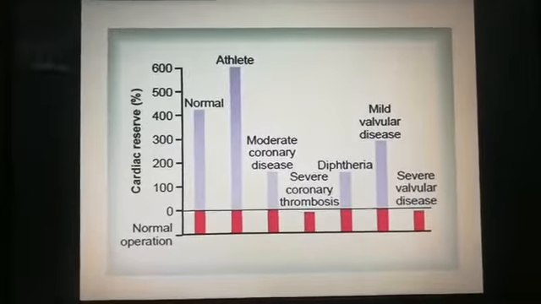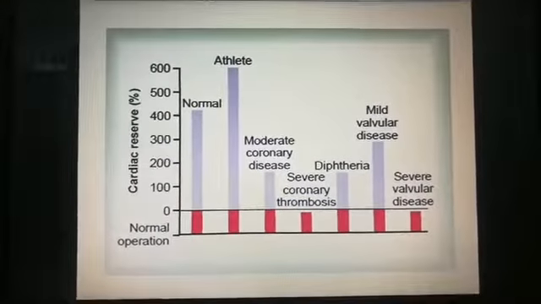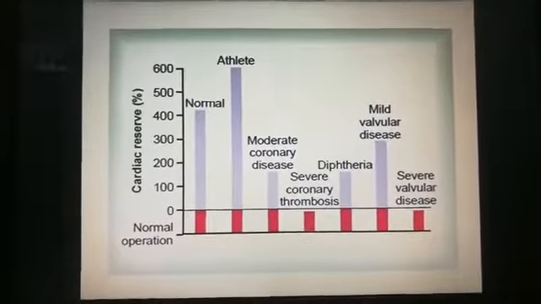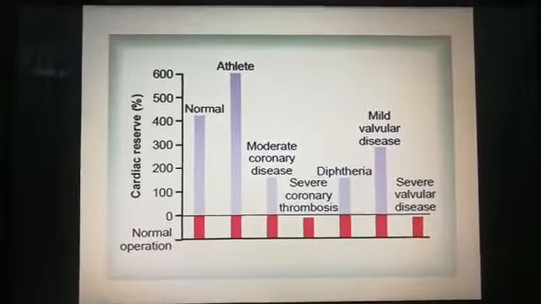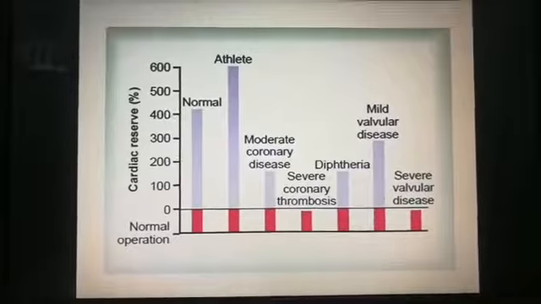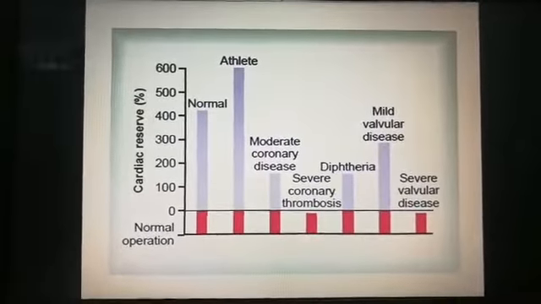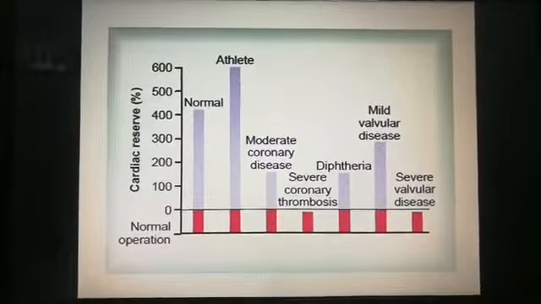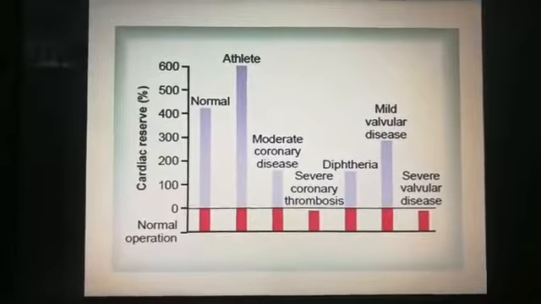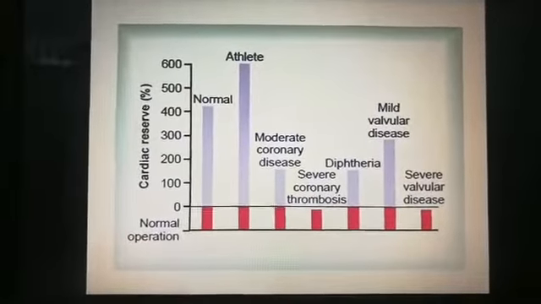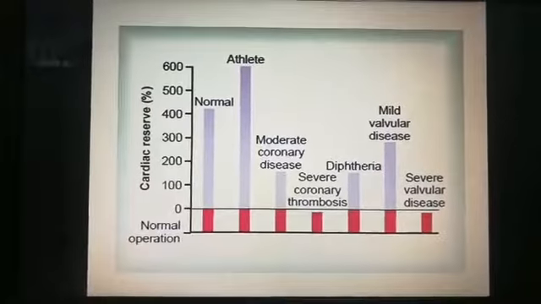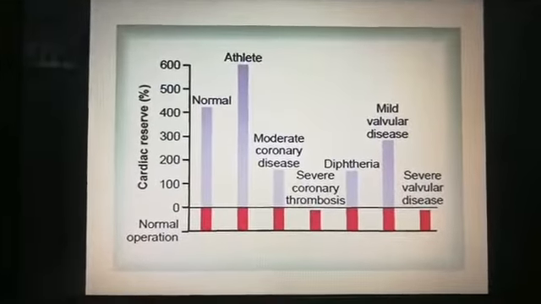You can see here the normal cardiac reserve is about 400%, athletes 600%, and in disease states there is less than 400%, 200% in moderate coronary disease and severe valvular heart disease. You can see it goes below 0.